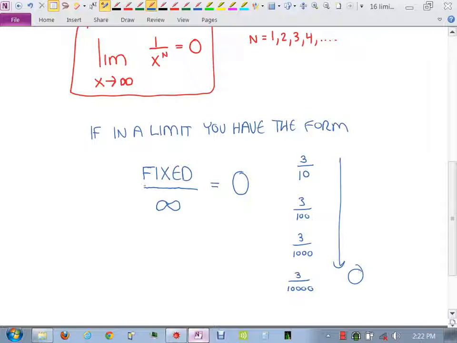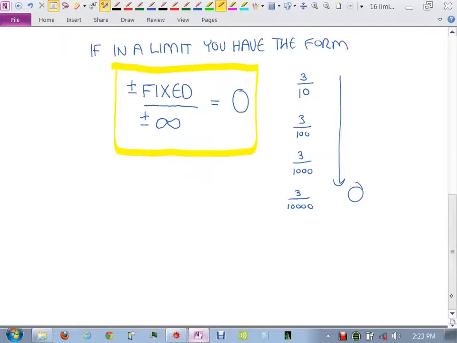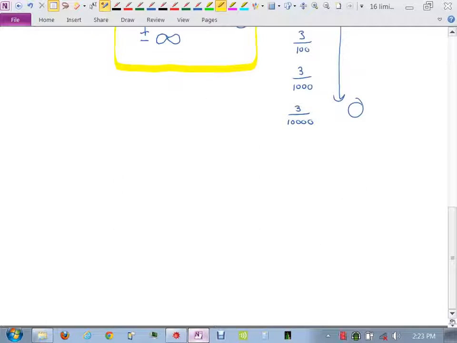And it also turns out that it doesn't matter if it's positive or negative on the top or the bottom, okay? If you had a negative 3 over something becoming infinite, it would still go to 0. So that's the one I think you should be able to think clearly about, something like that. So let's look at our first example, and we'll apply that. We'll see how this is all going to work out.